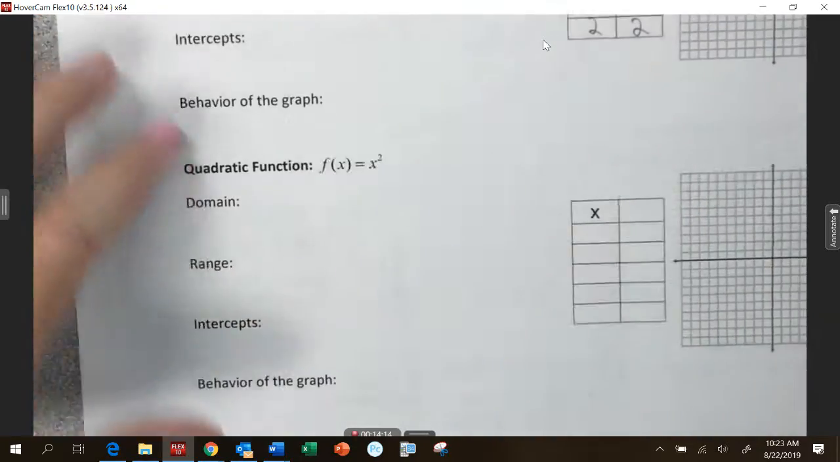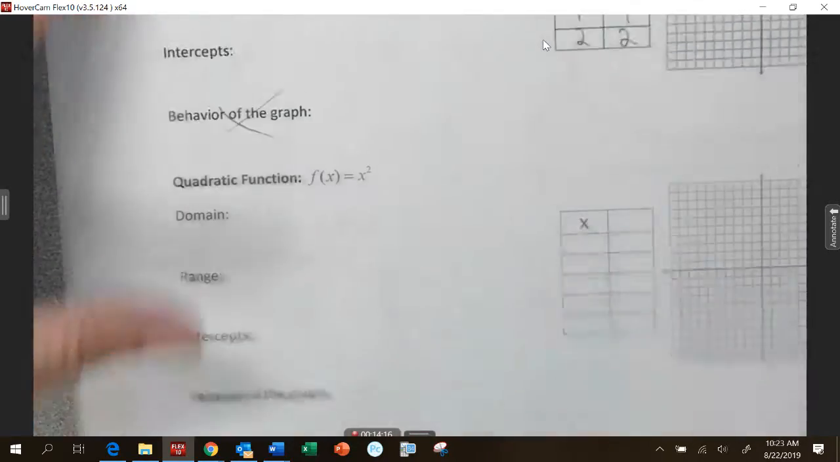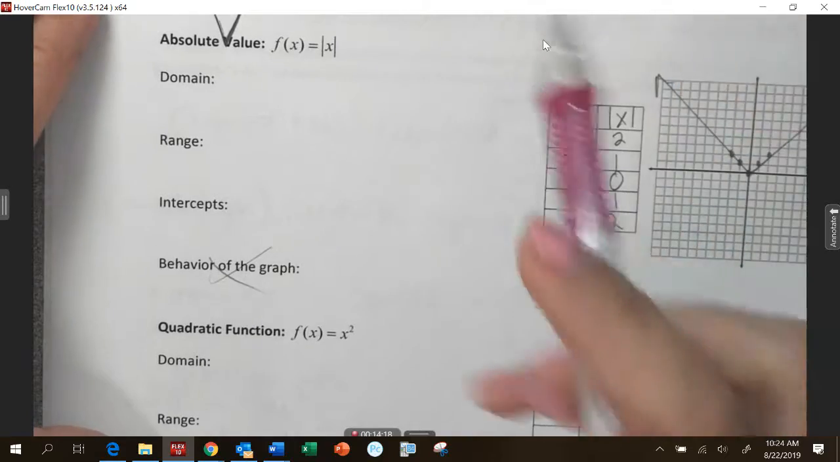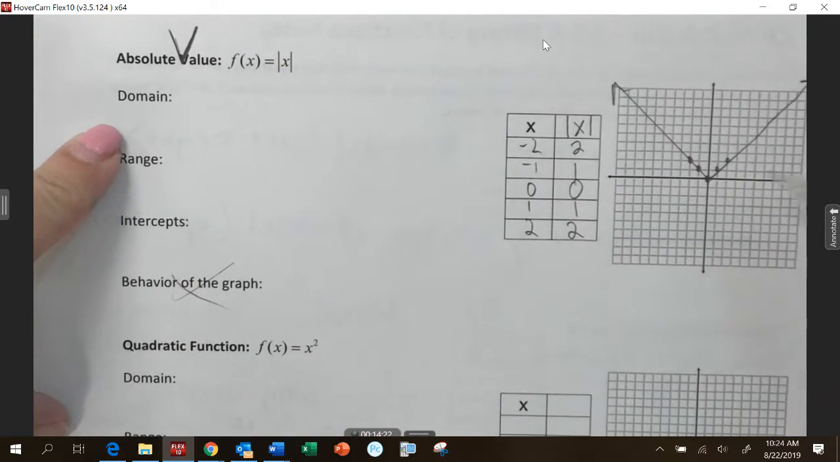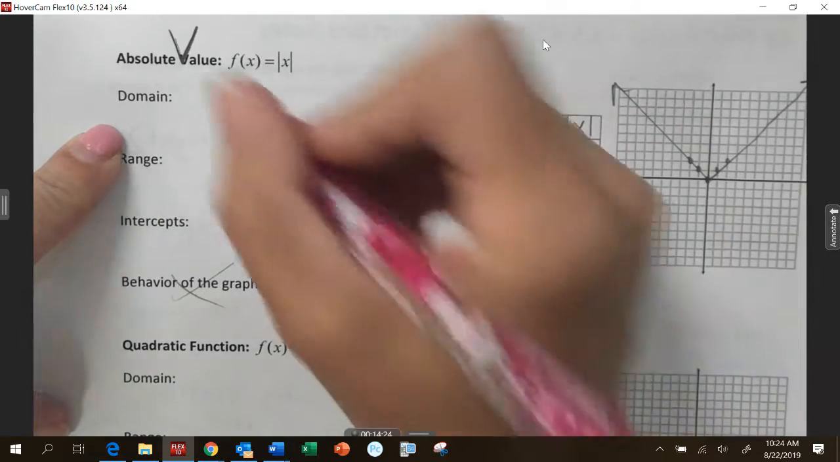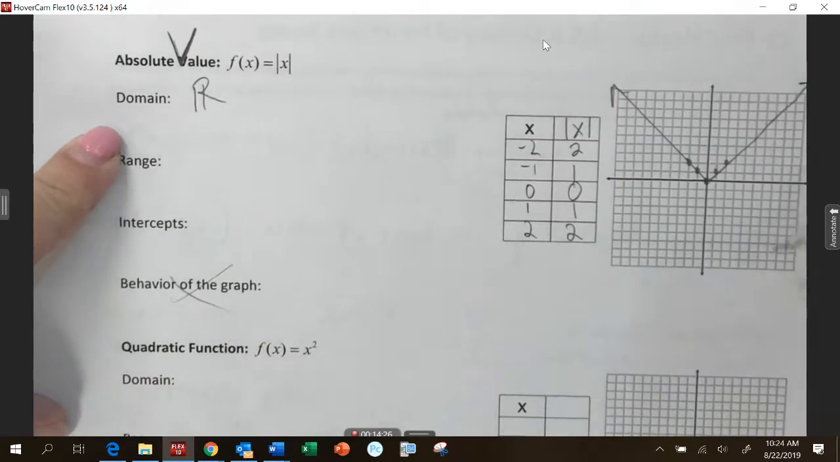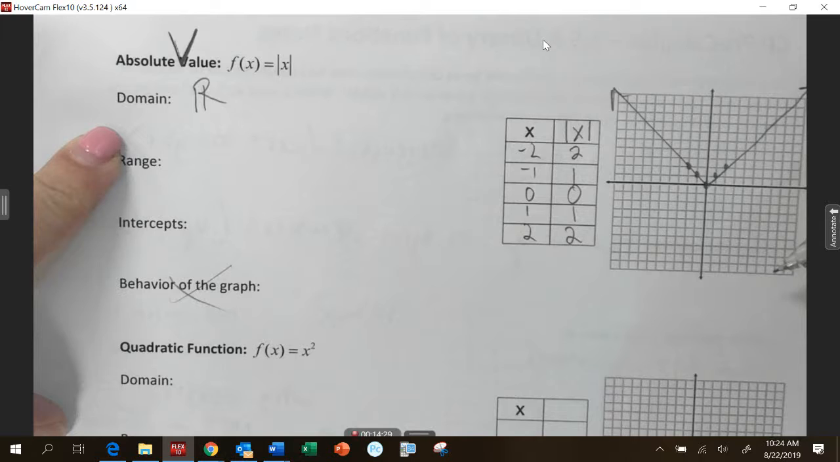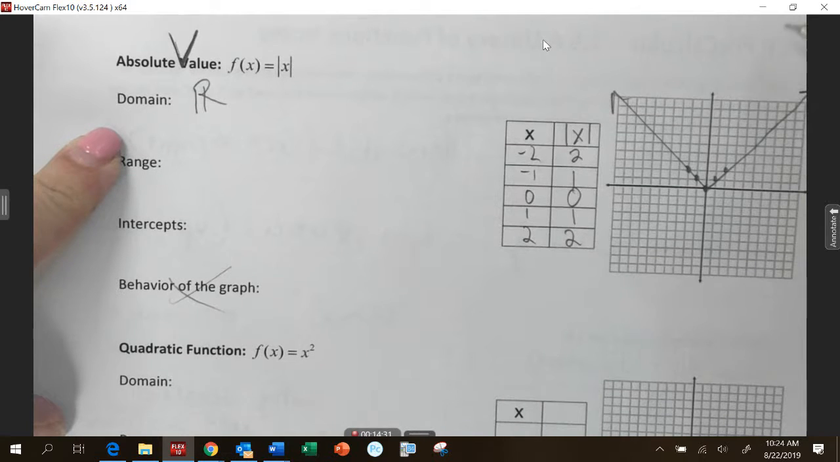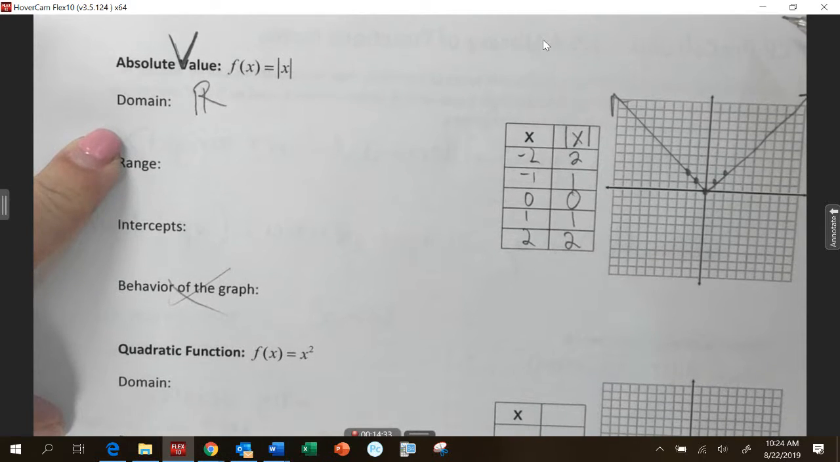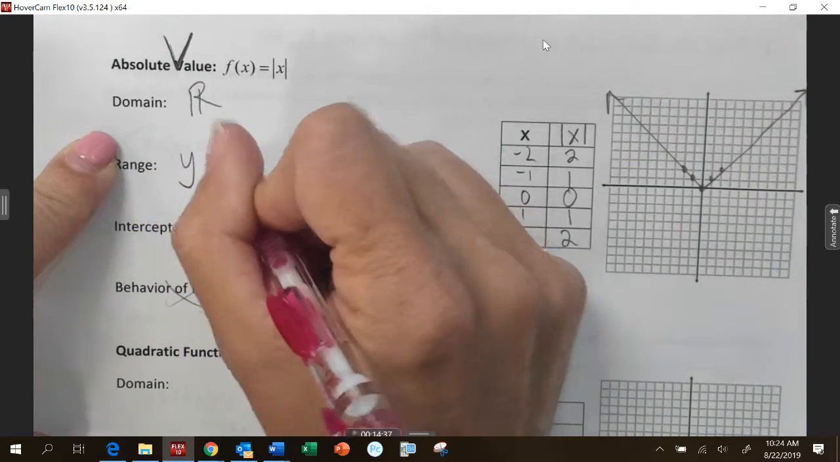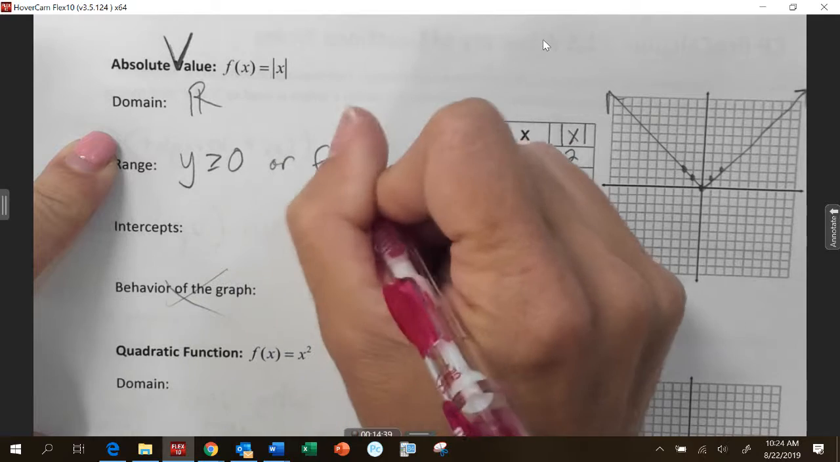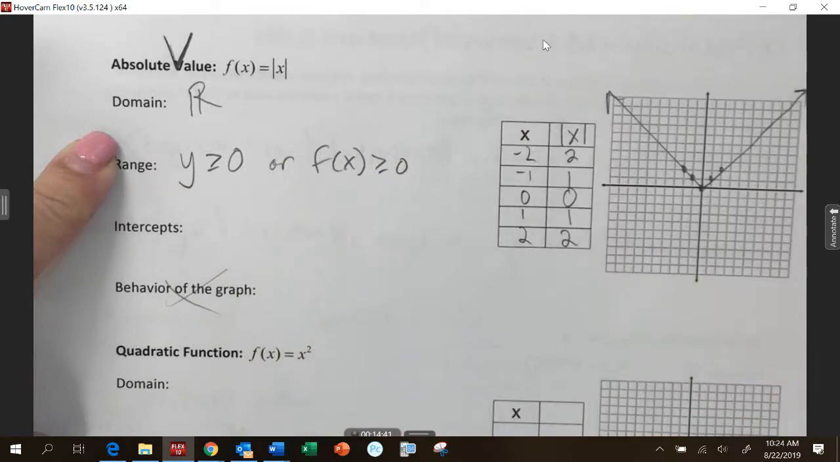Okay, domain, range, intercepts. You know what? We're not going to do the behavior of the graph. We're just not going to take the time to do that. Domain, if we're looking at the graph, how far to the left, how far to the right does it go? All real numbers. Range, how far down does it go, and how far up does it go? To infinity, right? So you're going to say y is greater than or equal to 0, or you could say f of x is greater than or equal to 0. Either would be fine.